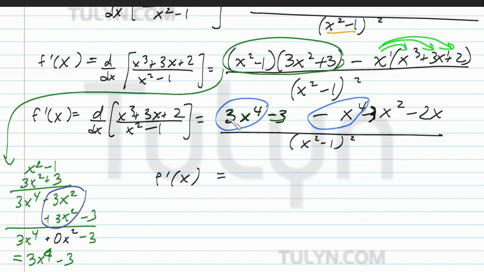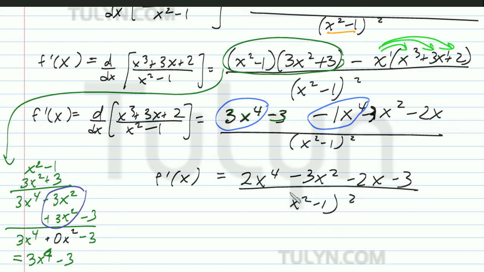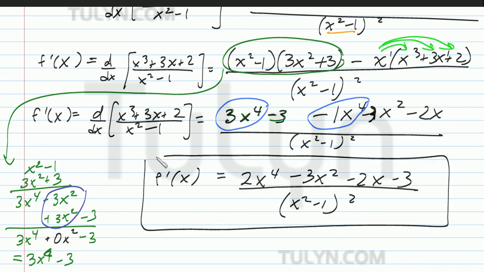So go ahead and combine 3x to the fourth and negative 1x to the fourth. Different signs, subtract: 2x to the fourth, minus 3x squared, minus 3, minus 2x. So I'm just going to rearrange it so the 2x goes in front of the 3, negative 2x minus 3, divided by x squared minus 1 squared. And the derivative is going to be the following: f prime of x is equal to 2x to the fourth power minus 3x squared minus 2x minus 3 divided by x squared minus 1 squared.